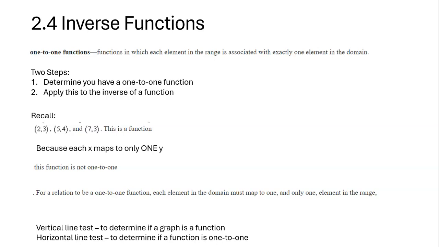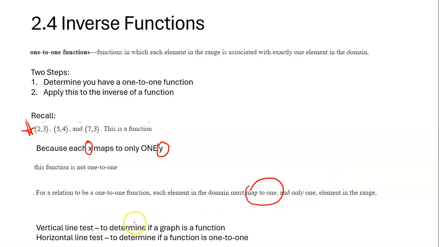So I need you to recall that if we look at this, this is a function. So 2, 3, 5, 4, and 7, 3. That's okay, because each x maps to only one y. Okay? This is not a one-to-one function, however. It's a function, but not a one-to-one function. For a relation to be a one-to-one function, each element must map to only one y.